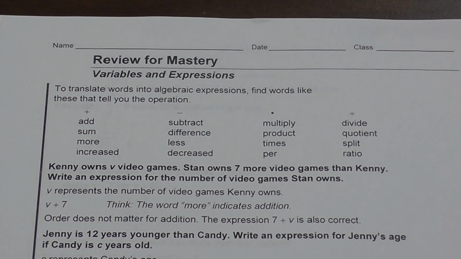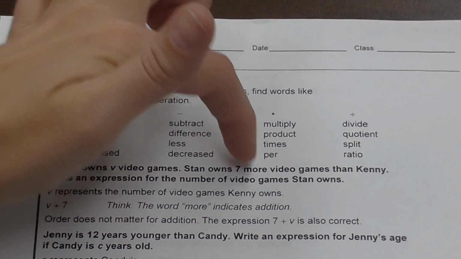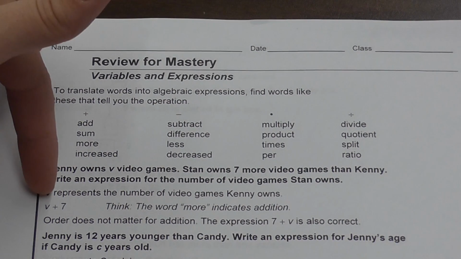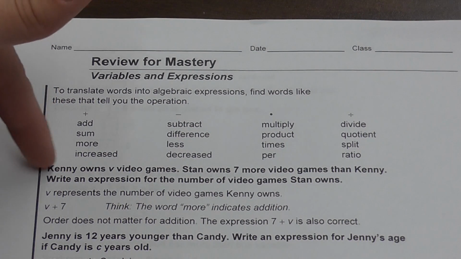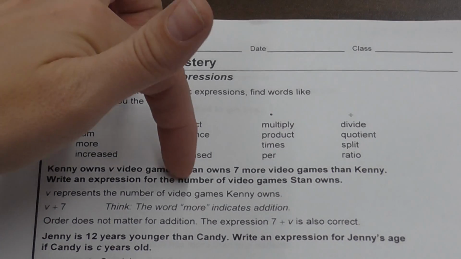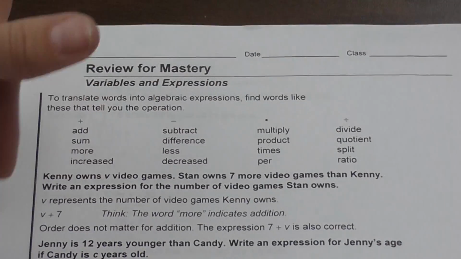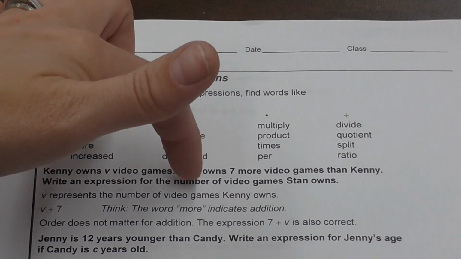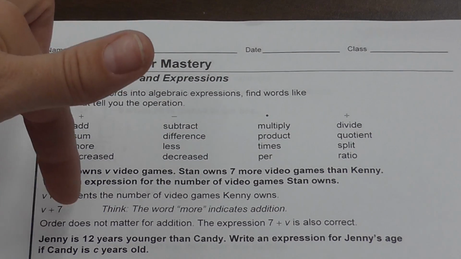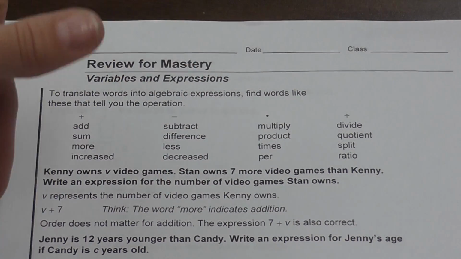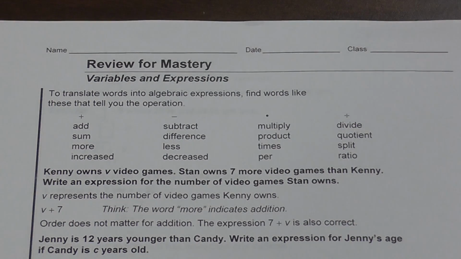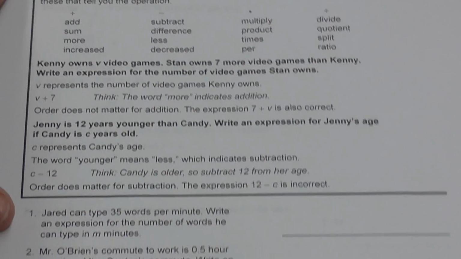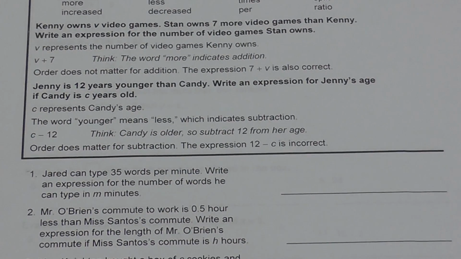So if we say Kenny owns V video games and Stan owns 7 more video games than Kenny. So that more tells me I'm looking at plus. So V already represents the number of games that Kenny owns. Stan owns 7 more video games. So I can represent Stan's video games by V plus 7. That's the word more. So it doesn't matter if you write 7 plus V or V plus 7 because in addition, order doesn't matter.